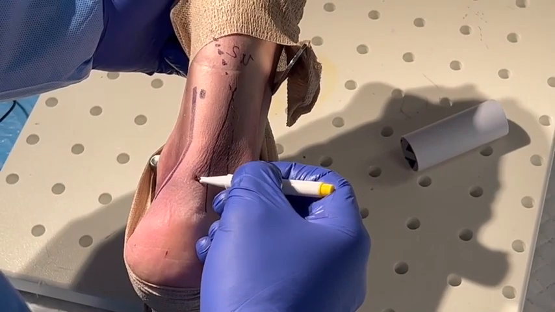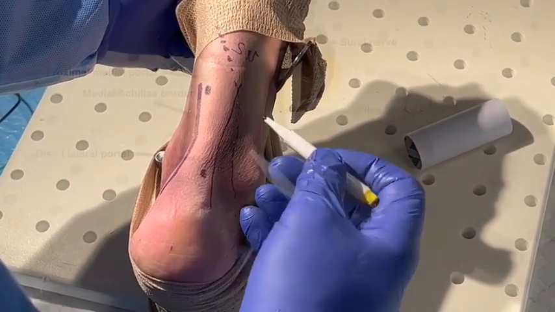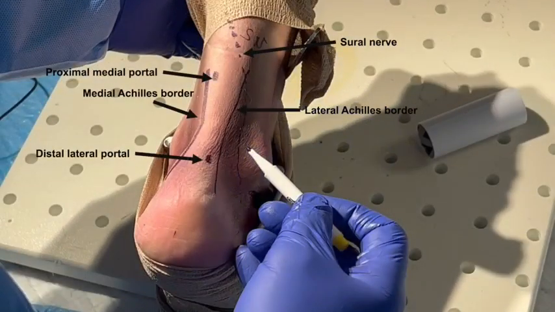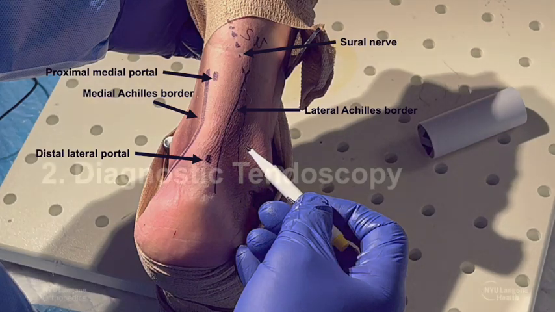The distal lateral portal is positioned just medial to the lateral border of the Achilles tendon, 2 to 3 centimeters proximal to its insertion at the calcaneus. The proximal medial portal is positioned lateral to the medial border of the Achilles tendon, approximately 7 to 8 centimeters proximal to its insertion. These portals allow access to the entire length of the Achilles tendon while minimizing risk of iatrogenic injury to the sural nerve.